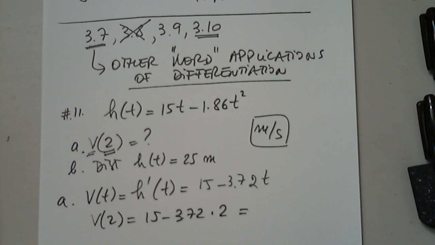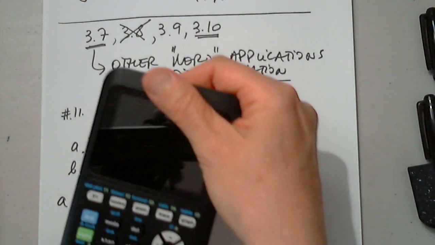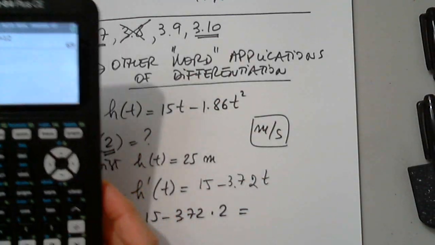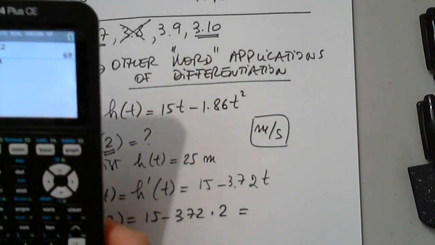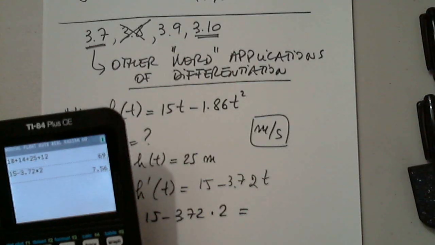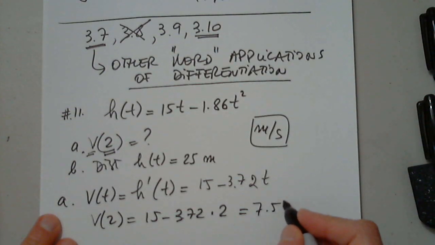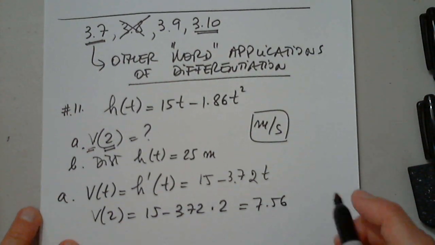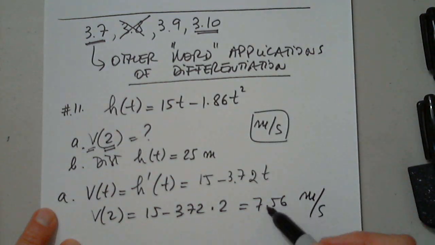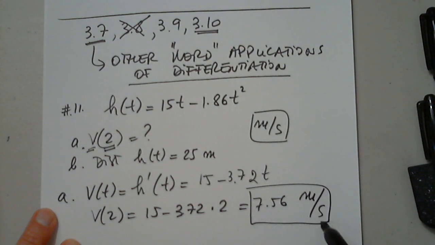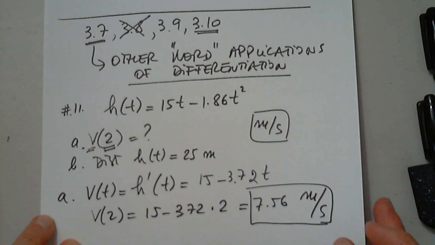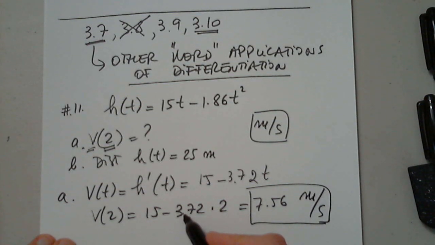So quickly, 15 minus 3.72 times 2. I got 7.56. Measurement unit. Meters a second. Yes. Please remember, without a measurement unit, it doesn't mean anything. Good. Could you please make your decimal point more visible? Yeah, thank you.